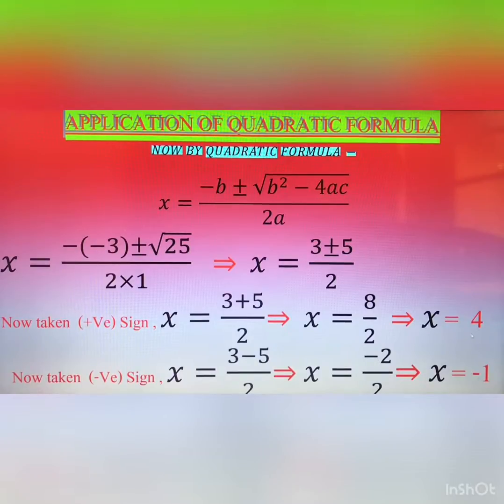So x equal to minus 1 and 4 is the solution of the given quadratic equation. These are the roots, that is x equal to minus 1 comma 4. This is the answer to the given question.